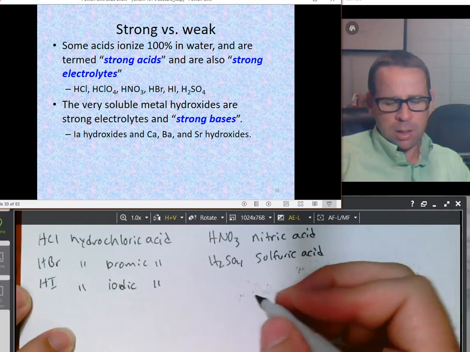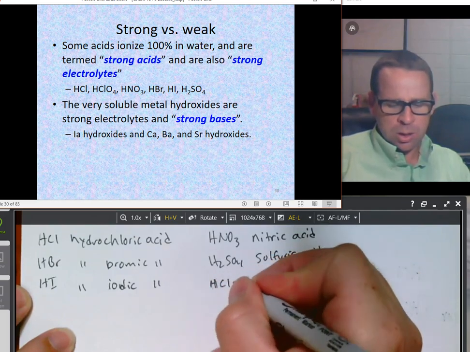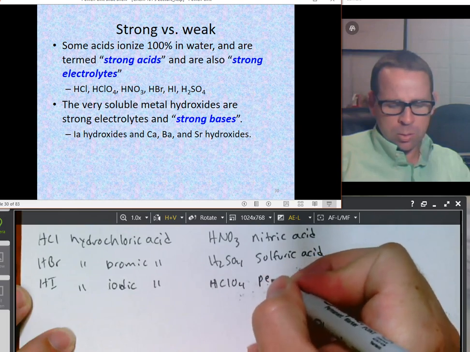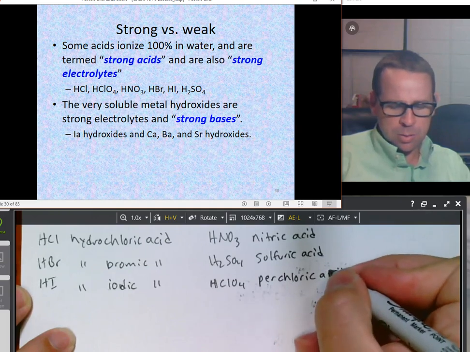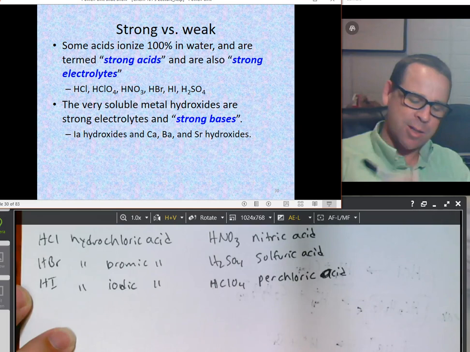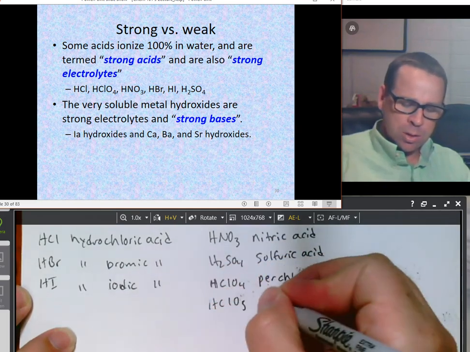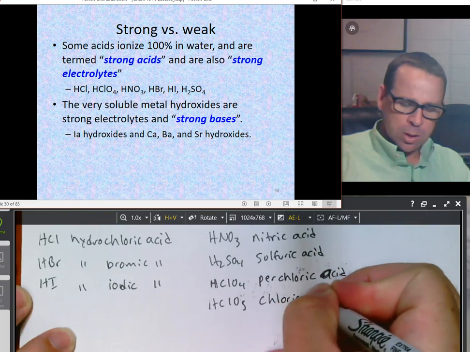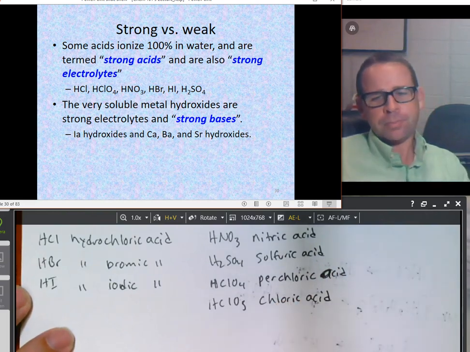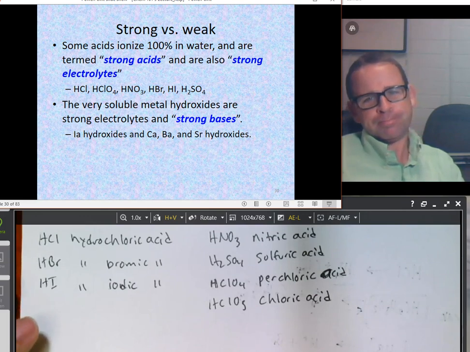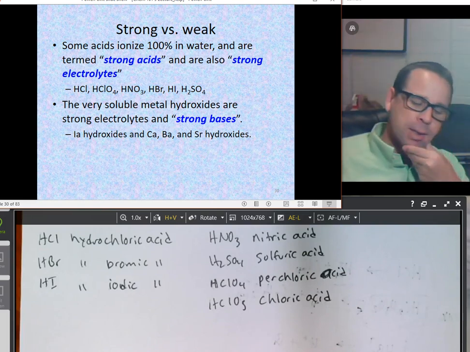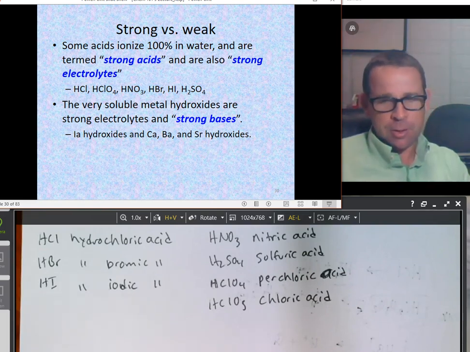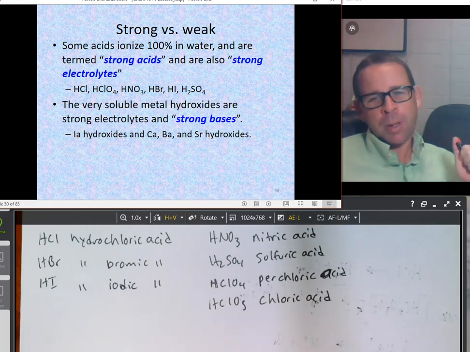All right. HClO4, perchloric acid. And then HClO3 is just chloric acid. So those are our 7 strong acids. All right? And everything else we say is a weak acid. Okay? Very good. Now, there are strong bases as well, but we'll remember them a different way. So you don't have to be too concerned about that right now.